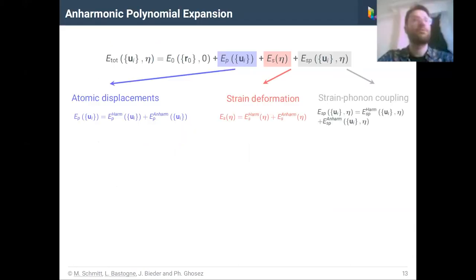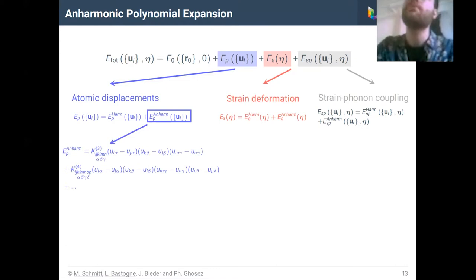So first, in the introduction of the talk, I showed the harmonic part, and now we want to reproduce the data that we have, and need to correct it with anharmonic parts for our free energy terms, depending on distortion, strain, or both.